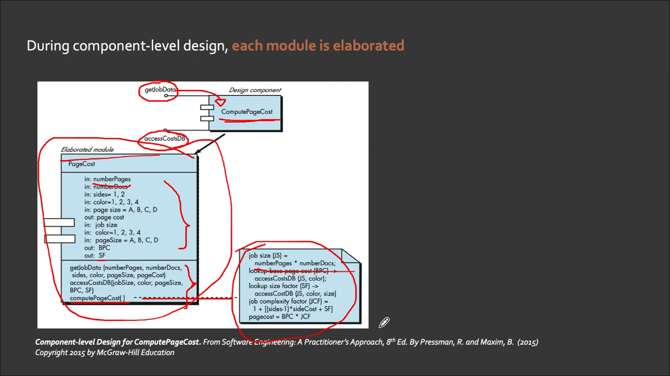Here we go. And lastly, component level design defines the data structures, the algorithms, interface characteristics, and communication mechanism allotted to each component for the system development. In our next topic, we will talk about the process in creating the component level design.